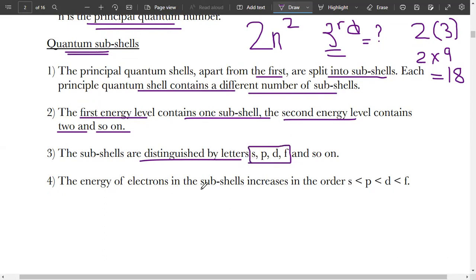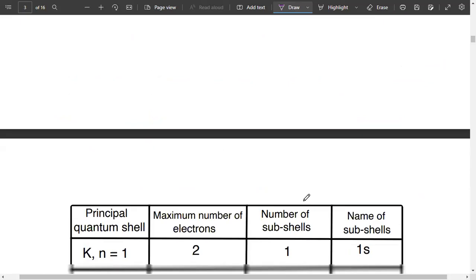The energy of the electrons in the subshells increases in the order of S, then to P, to D, to F. F के अंदर सबसे high energetic electrons होंगे और S के अंदर सबसे low energetic electrons आएंगे. So this is the increasing energy order of the subshells S, P, D, and F.